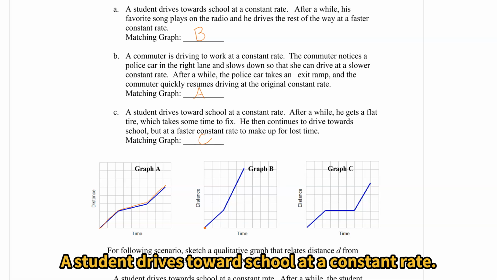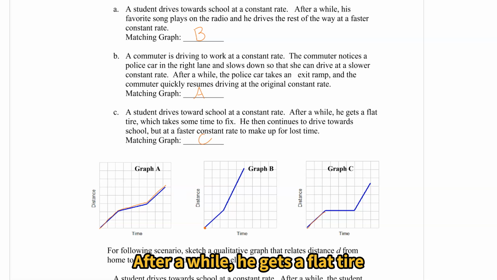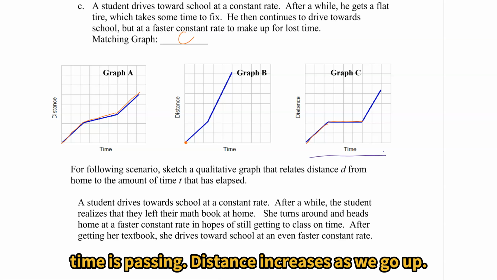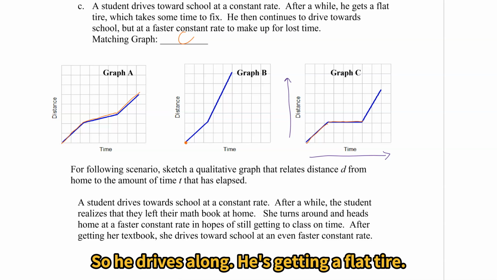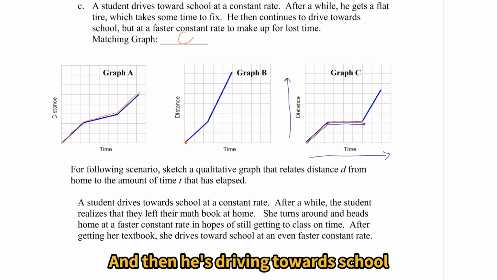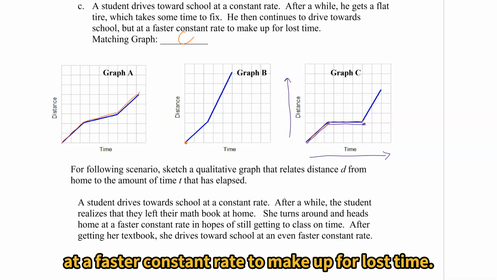A student drives towards school at a constant rate. After a while, he gets a flat tire, so he's stuck. Time is passing, but no distance is changing. When we're looking at these graphs, time is passing, distance increases as we go up. So he drives along, he gets a flat tire, so he's stuck on the side of the road for a while, and then he's driving towards school at a faster constant rate to make up for lost time.